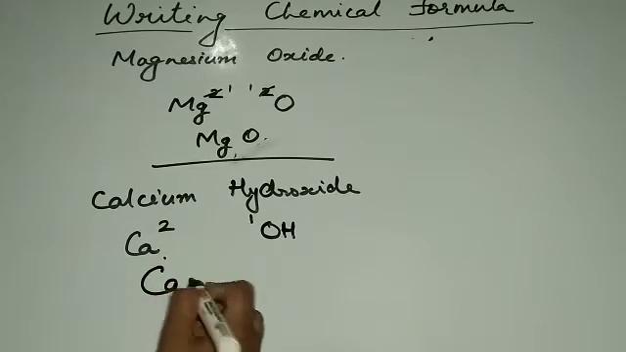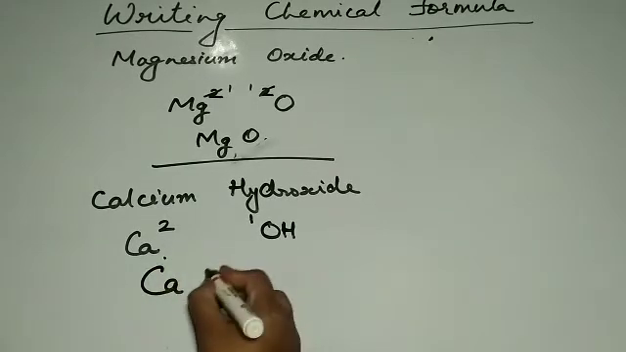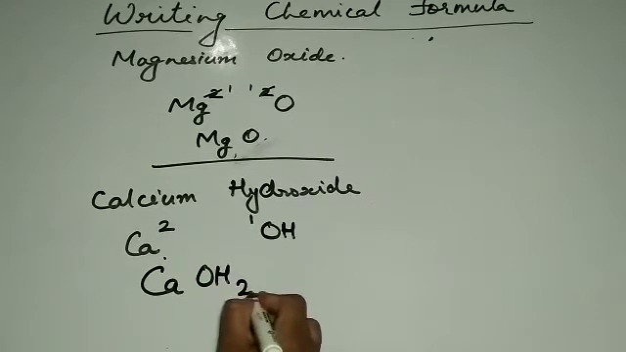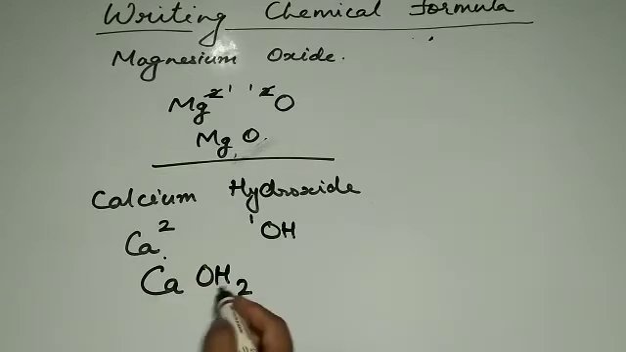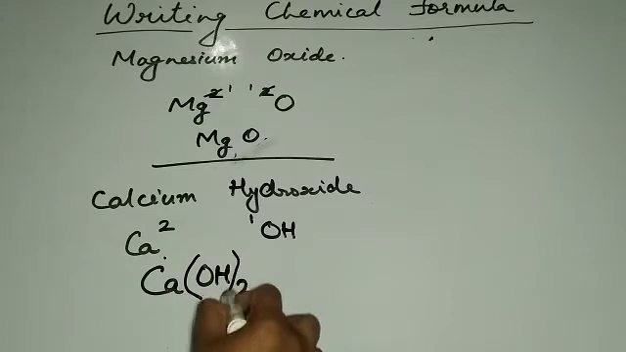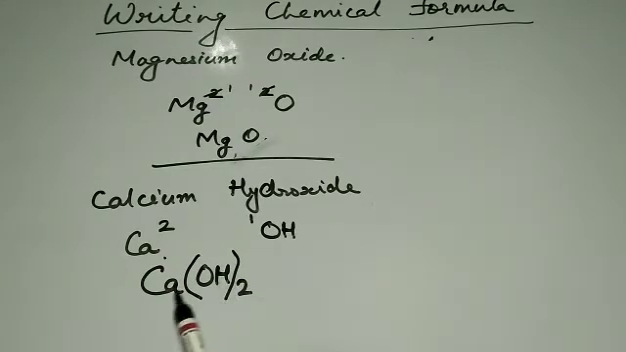So Ca1 we are not going to write. OH2 comes there. Just now I told you this radical has to be put inside the bracket, otherwise the formula becomes wrong. So we are going to write it as Ca(OH) whole twice. If we are not writing the bracket, it means calcium 1 atom, oxygen 1 atom and hydrogen 2 atoms. But after we have put that in the bracket, it is calcium 1 atom and OH 2 atoms. So this bracket is very, very important.